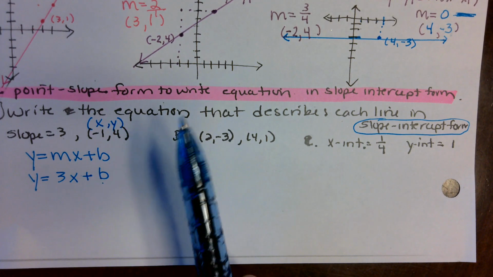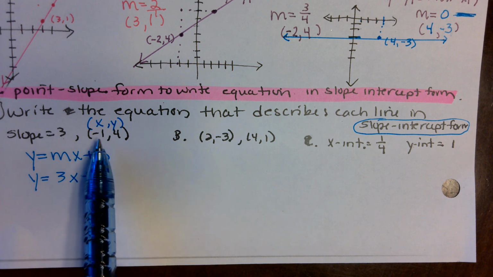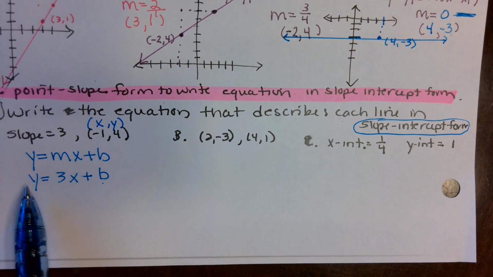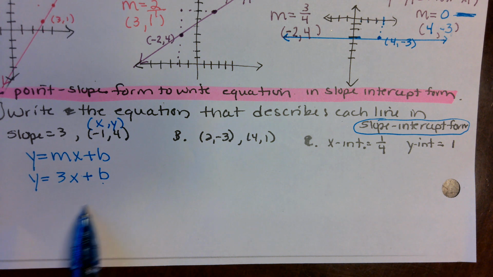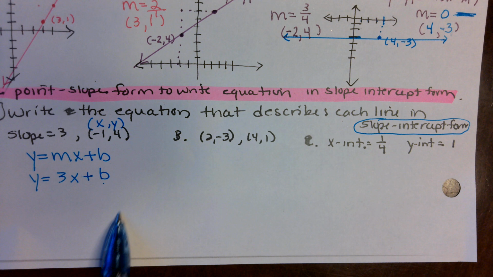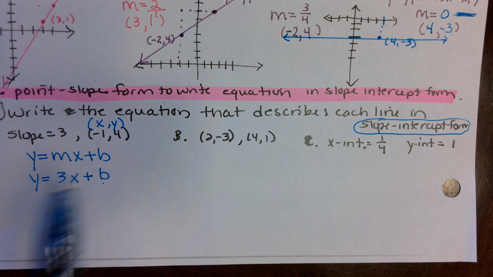So what I think is the easiest is for you to substitute the x in here and the y in here. And then we're going to solve it to figure out what b is. And then go back and put it in. I know, that sounds kind of confusing, but wait and let me show you, okay?